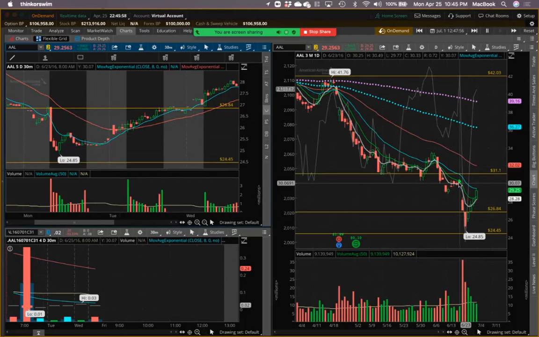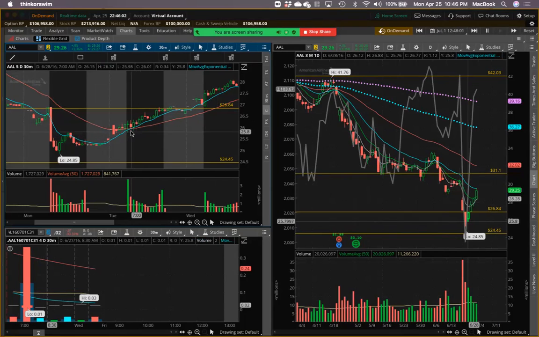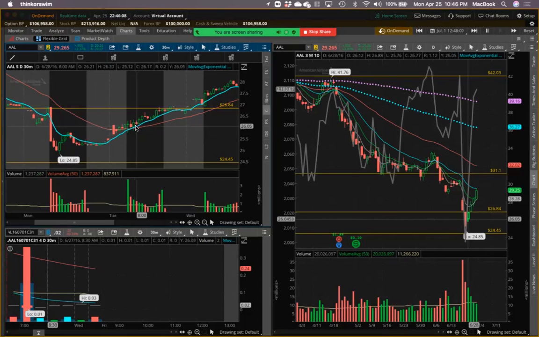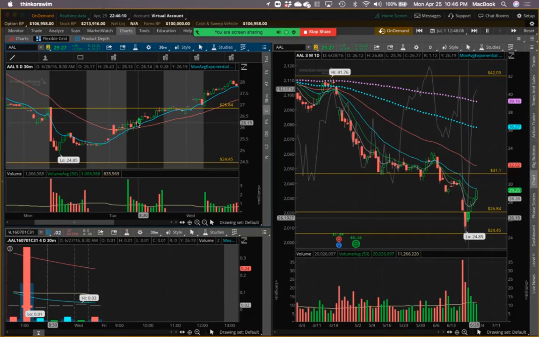And I don't know if I got it in that one. I'm not too sure. But on the way back up, again what we're looking for is for the 8 EMA to cross over the 34, and we're looking for the stock on the 30-minute chart to create a higher high than its previous high and a higher low than its previous low.